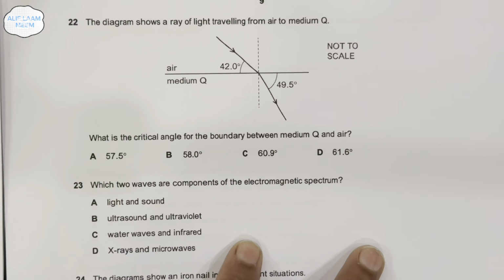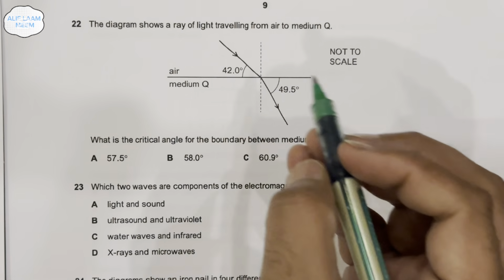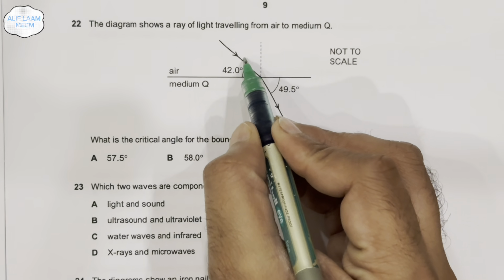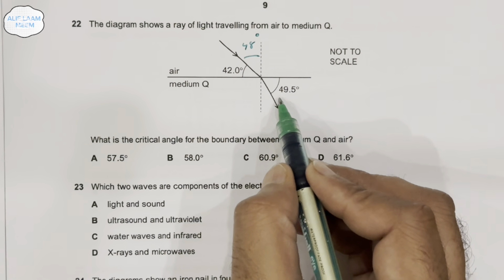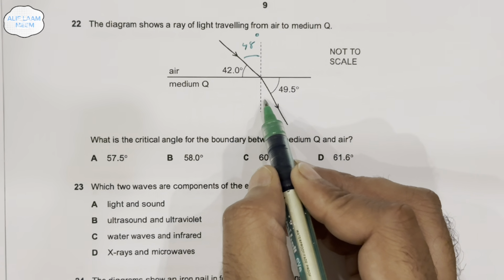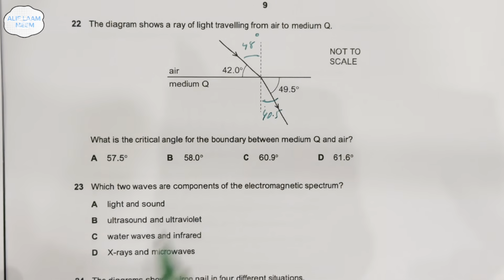The diagram shows a ray of light traveling from the air to the medium Q. You need to subtract it from 90, and you get the answer 48. Then again, 90 minus 49.5 would be 40.5. What is the critical angle for the boundary between medium Q and air?